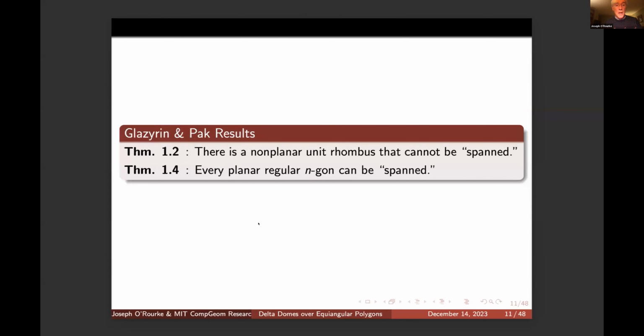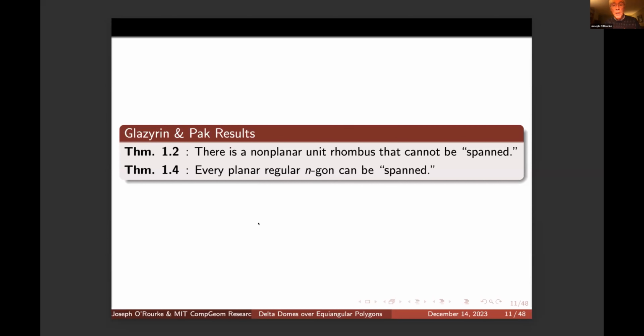The results that they got, the first one is the negative answer to Kenyon's question, that there is a non-planar unit rhombus that cannot be spanned. And this is a bit of a surprise. This was the main result of their paper, that they proved that you can't always span in their sense. So that was a negative result. The positive result is the next one.